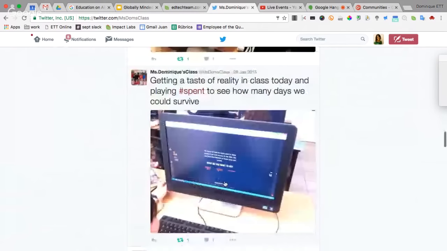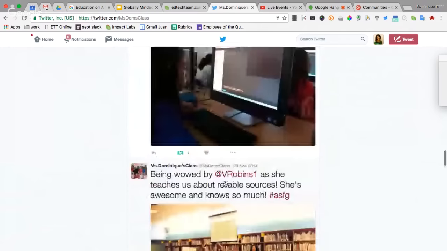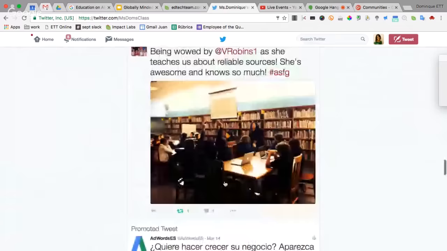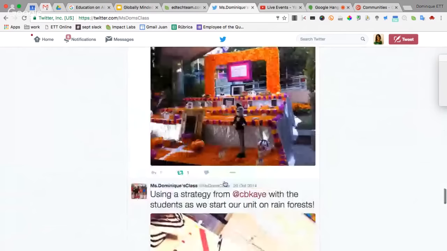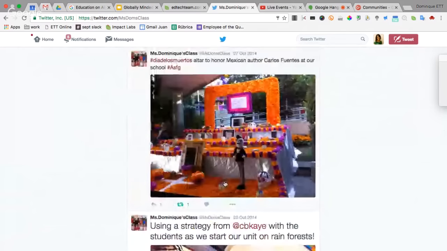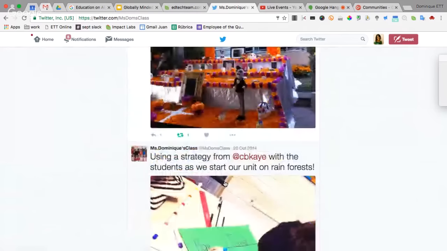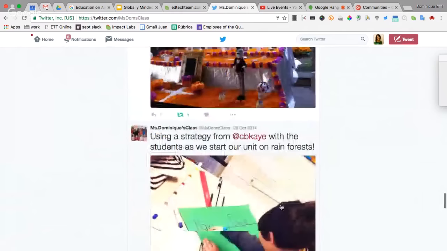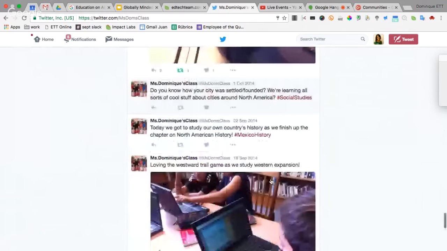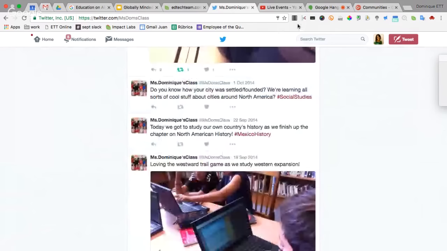We were doing some coding online and playing different games. So this kind of stuff that we were doing in the classroom, I let the students choose what they wanted to tweet, and we were able to share that with parents and the larger community of the school. I don't know if there's any other questions on that.